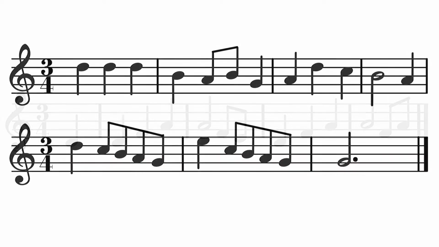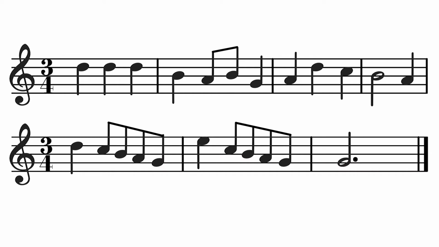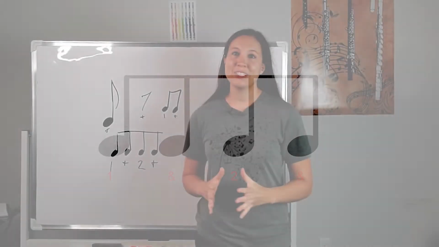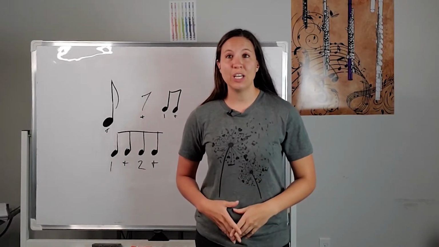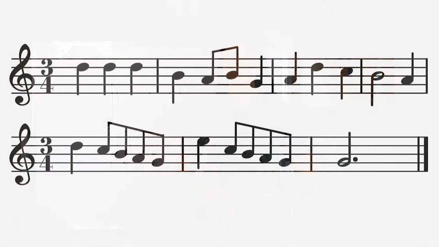Okay, let's do a few more. Here's the next one. Now, when you see this, these are still eighth notes together. So this would be 1 and 2 and. I know this can be a little confusing, but as we go along, it will make more sense. All right, let's count this out. Remember to look at our time signature.